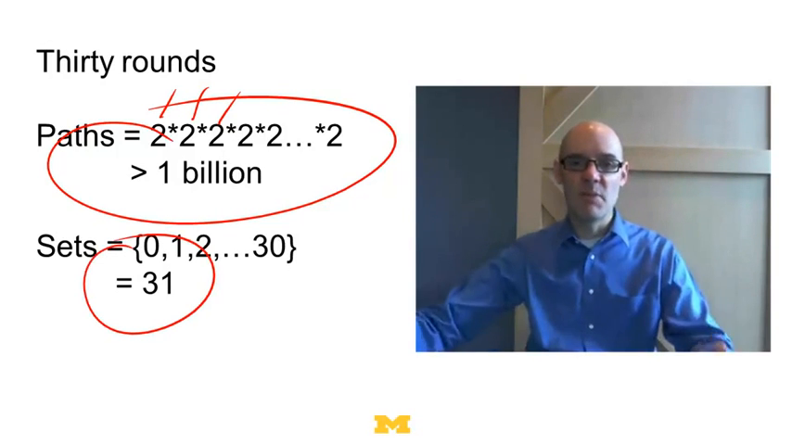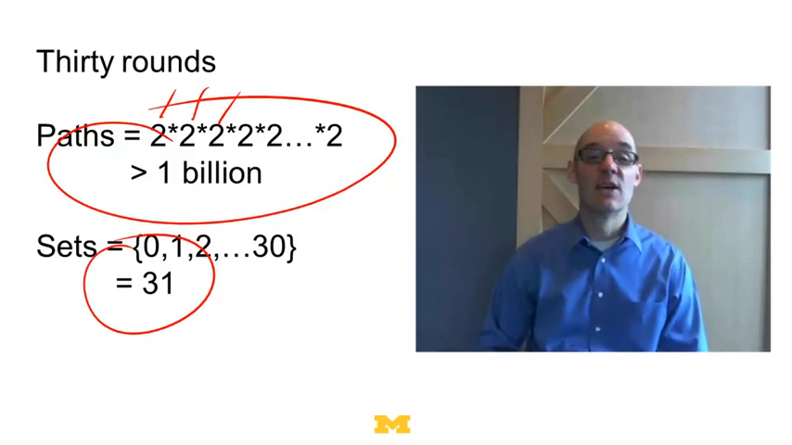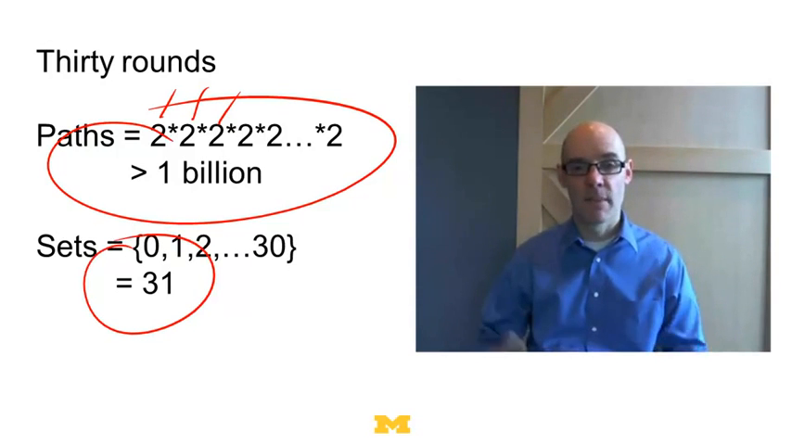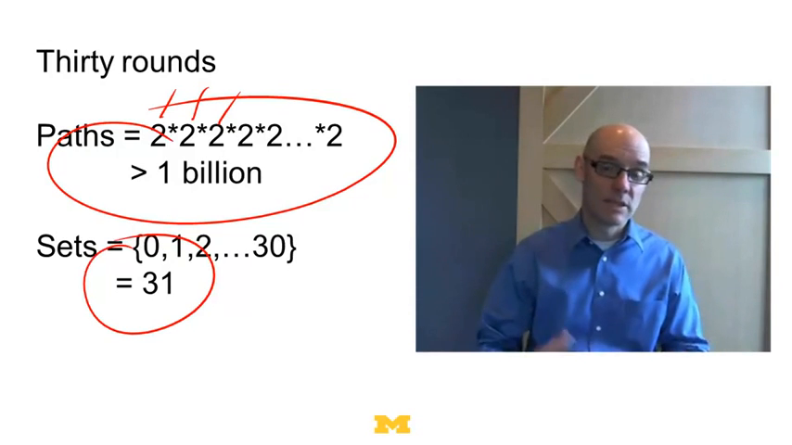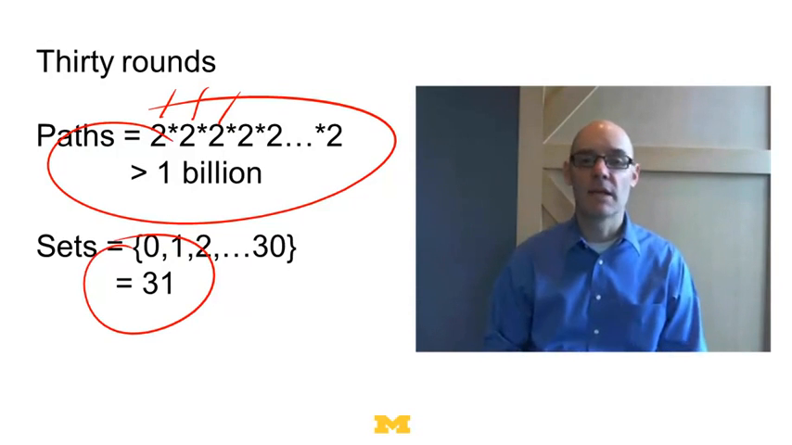So there's 1 billion paths and only 31 sets. So if something's set dependent, that means that in round 31, there's only 31 different possibilities that matter. If it's path dependent, that means there's 1 billion possibilities that matter.